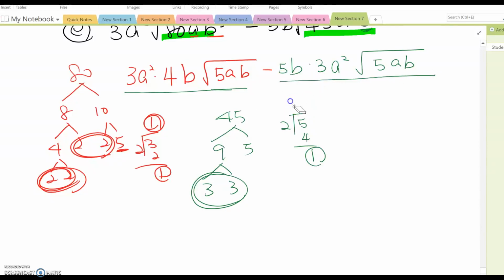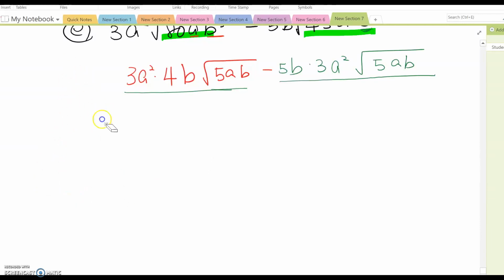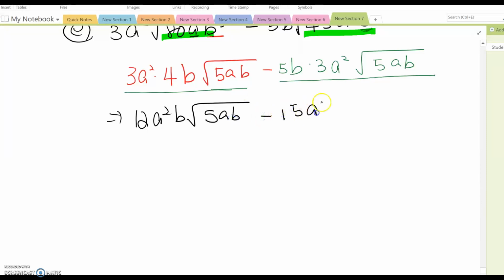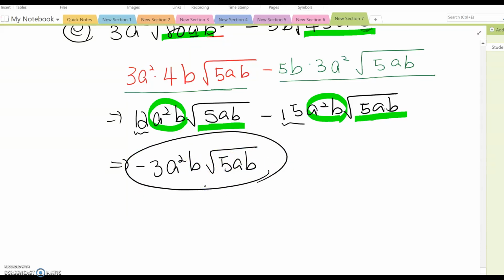Let's simplify and see whether it has exactly the same radical term. This one is 12a squared b square root 5ab minus 15a squared b square root 5ab. So it has exactly the same variable form and also the same radical form as well. Therefore, you can simplify these two numbers. So the answer becomes negative 3a squared b square root 5ab. That will be the answer for this question.